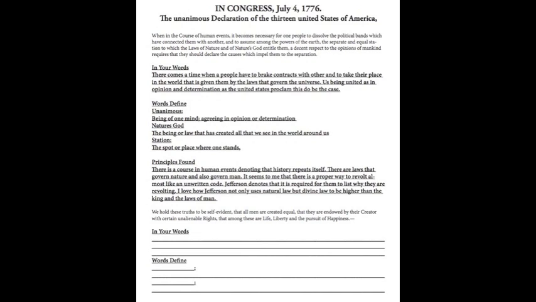So that's basically how to study the Declaration of Independence on a deeper level.